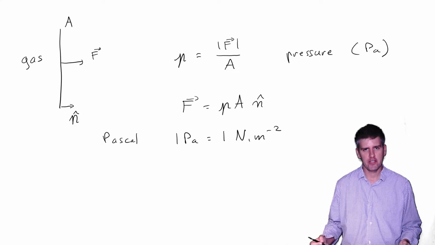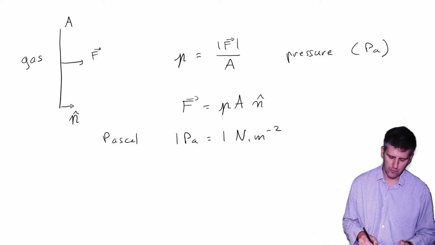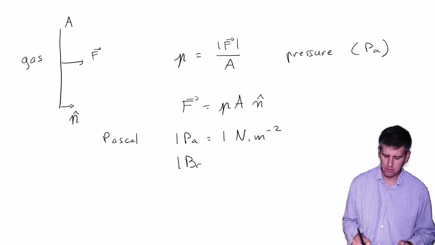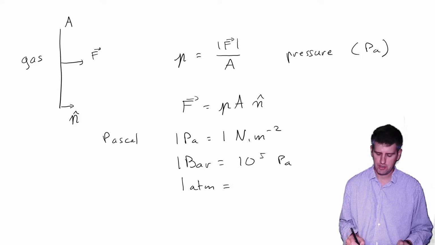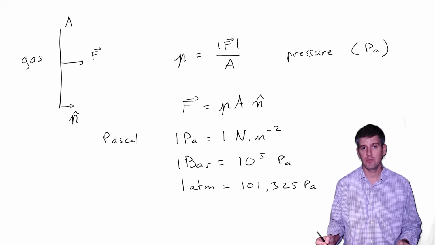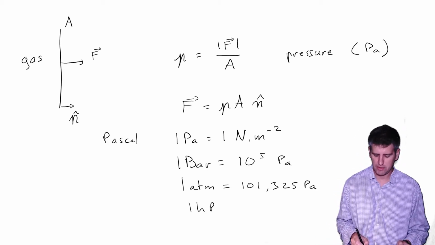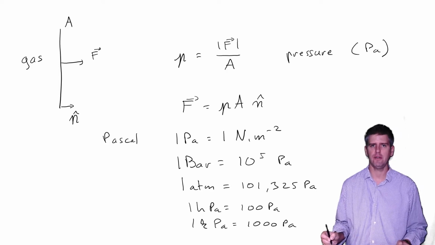That, as it turns out, is a very small unit. The atmosphere has a pressure of around 100,000 pascals, so there's a couple of units for that too. More convenient units for the atmosphere, for example, the bar. 1 bar is equal to 10 to the 5 pascals, and also the atmosphere, or the standard atmosphere, which is 101,325 pascals. Another unit that is frequently used is a hectopascal. 1 hectopascal is equal to 100 pascal, and of course the kilopascal, which is just 1,000 pascals.